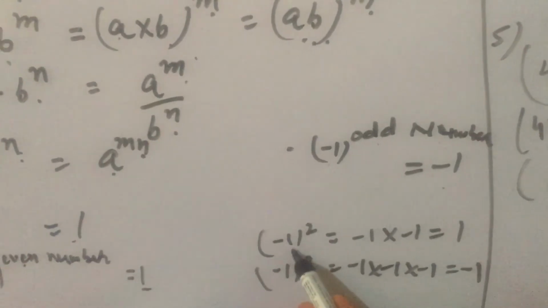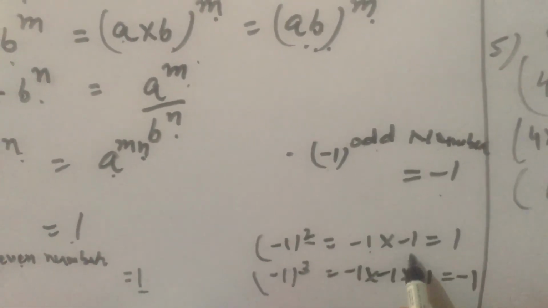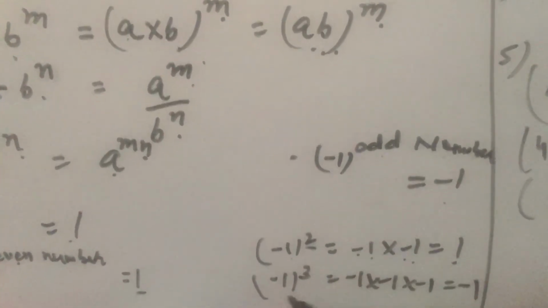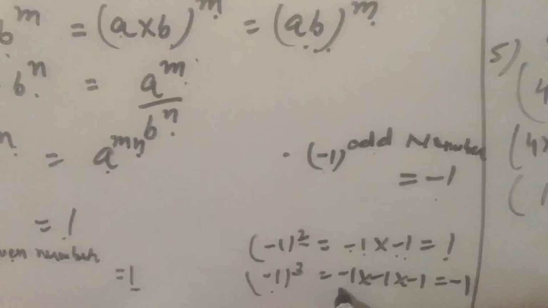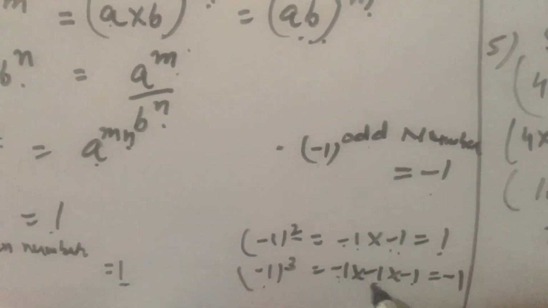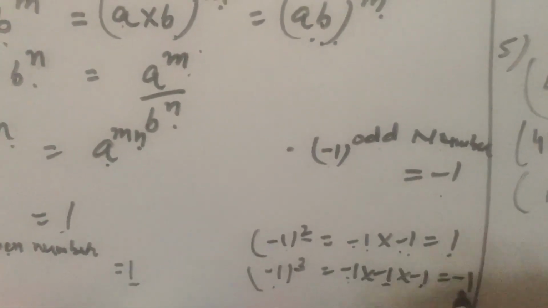For example, minus 1 raised to power 2. 2 is an even number, so we can write minus 1 into minus 1, minus minus plus, 1 into 1, 1. Minus 1 raised to power 3, we can write as minus 1 into minus 1 into minus 1, 3 times. So minus 1 into minus 1 is plus 1, plus 1 into minus 1 is minus 1.